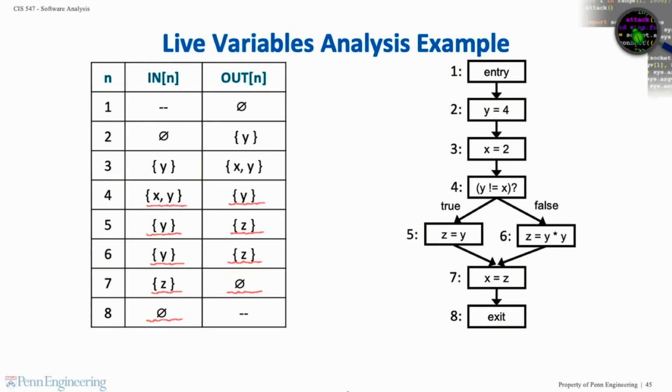We then copy over this in set to the out set of node 3. The rest of the example does not use any variables but sets them to constants. Node 3 kills X in between its out and in sets. Node 2 kills Y in between its out and in sets.